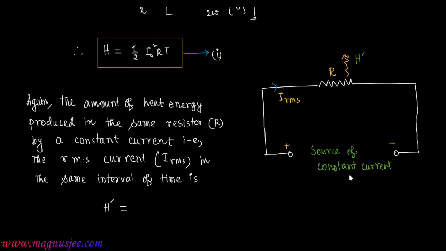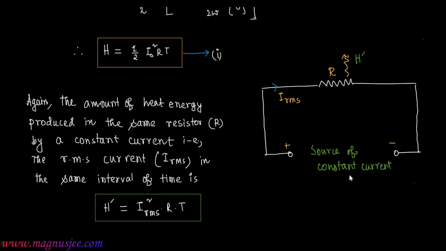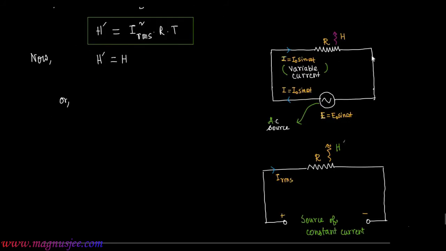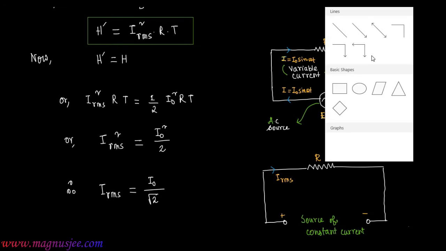is given by H prime equal to I_RMS² R into capital T, where capital T is the time period of oscillation of alternating current. Now H prime is equal to H, that means heat produced by the constant current I_RMS is equal to heat produced by the alternating current. Therefore I_RMS² RT equals half I₀² RT, or I_RMS² equals I₀²/2. Therefore I_RMS is equal to I₀ divided by root 2.